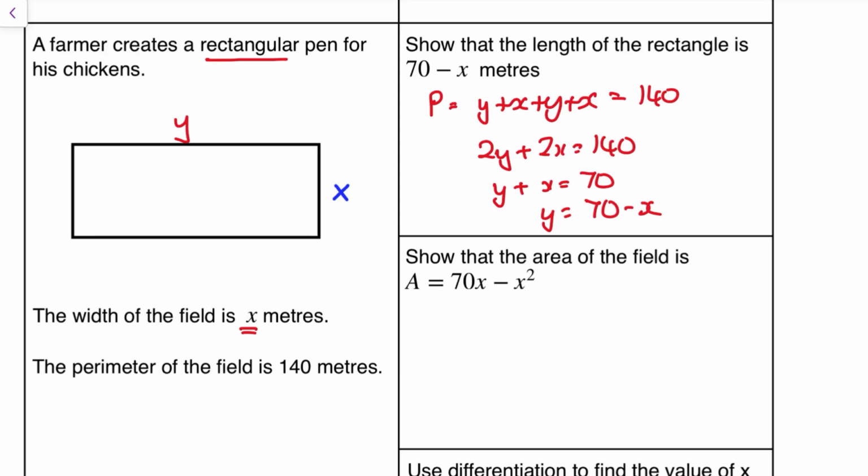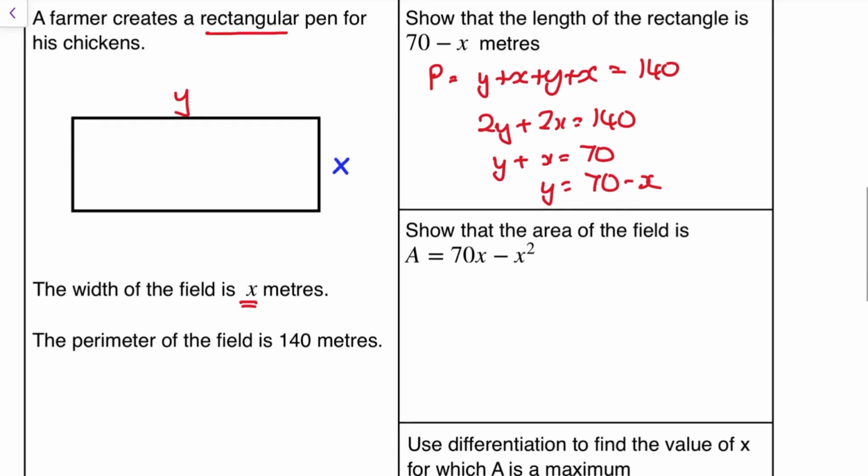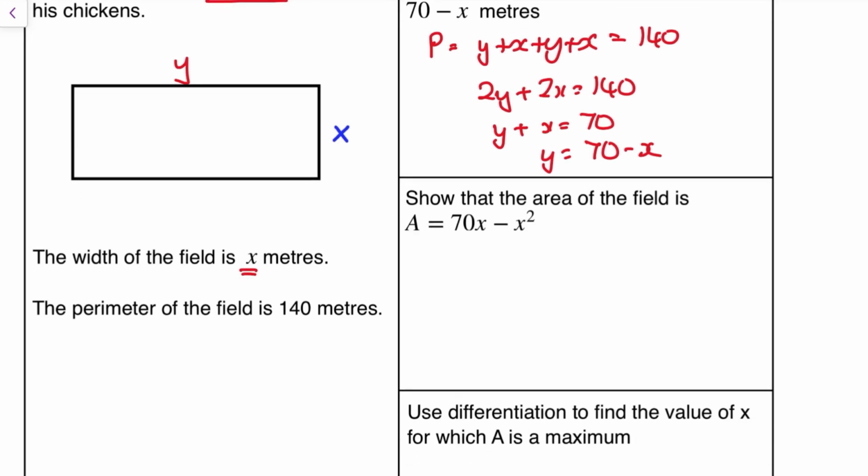Now, the setup of these questions is almost always the same. You're going to use one piece of information to find out, in this case, what y is. And then you're going to put that y into the next thing, which you're probably going to differentiate. So the next thing says show that the area of the field is this. So the area of the field is going to be x times y, which is the same as x times the thing I've just worked out, which is 70 minus x, in other words, from above, which if I expand this is going to be 70x minus x squared, which is the thing I'm looking for.